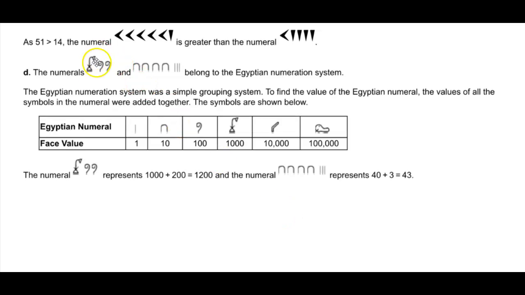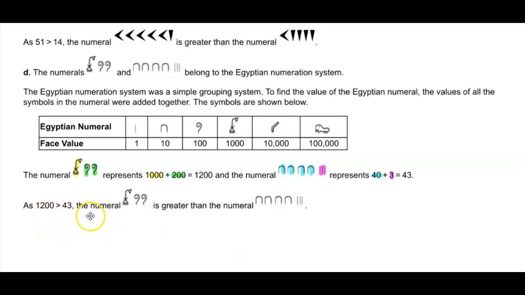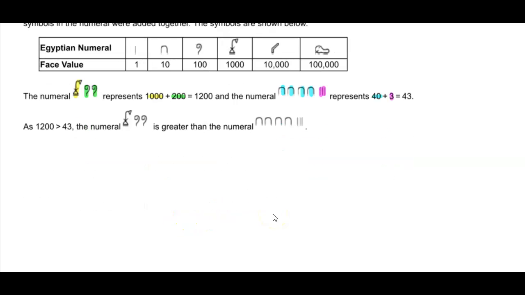So in the first numeral here, we know that this represents 1,000. We know that these two represent 100 each, so that's plus 200, and that gives us a value of 1,200. Okay, and then we know that these represent 10, so 10 times 4 is going to give us 40. And we know that these represent 1 each, and there's 3 of them, so therefore it's 3. So 40 plus 3 is 43. So we will say that 1,200 is greater than 43. Therefore, the first numeral is greater than the second numeral.